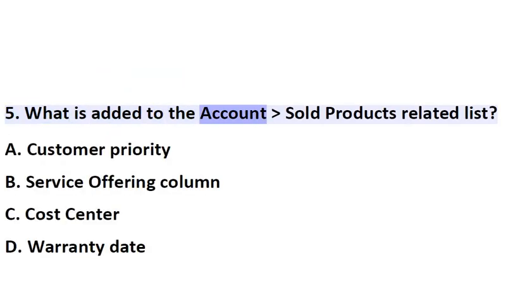5. What is added to the account and GT sold products related list? A. Customer priority. B. Service offering column. C. Cost center. D. Warranty date. Answer: B. Service offering column.